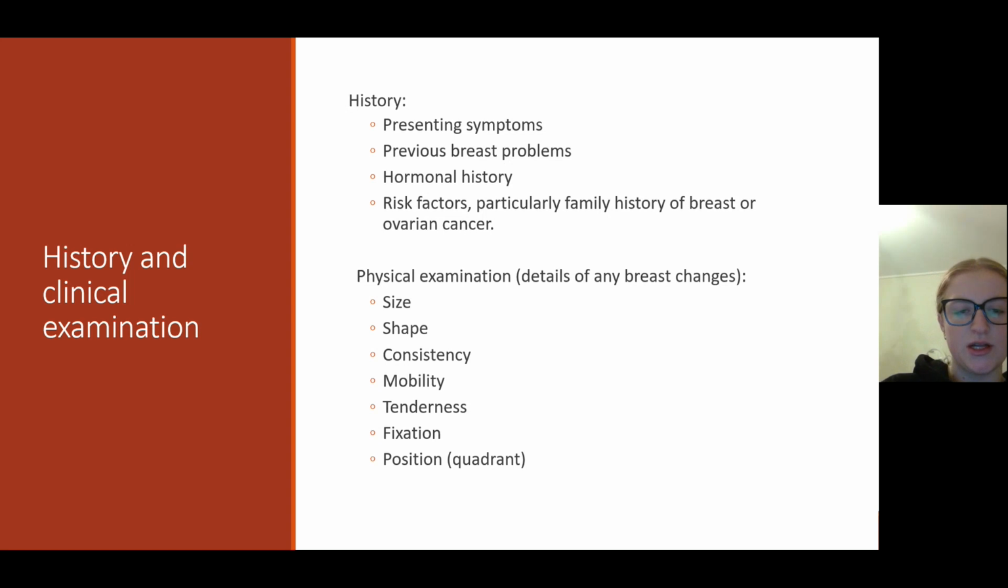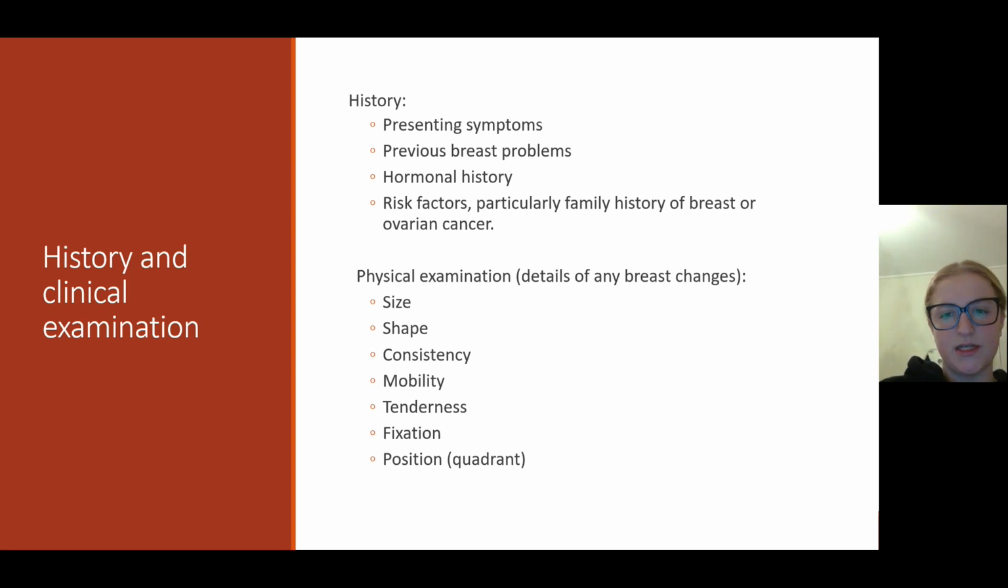So firstly, focusing on history and clinical examination, there will be many parts to include in a history from a patient. However, here we're just focusing on some of the most important parts. So you would first ask the patient their presenting symptoms, for example, site, duration, any other breast changes, and the relationship of their symptoms to the menstrual cycle. It's also important to include any previous breast problems the patient may have had, as well as their hormonal history. For example, menstrual history, whether they are taking the oral contraceptive pill or hormonal replacement therapy, recent pregnancies, and breastfeeding.